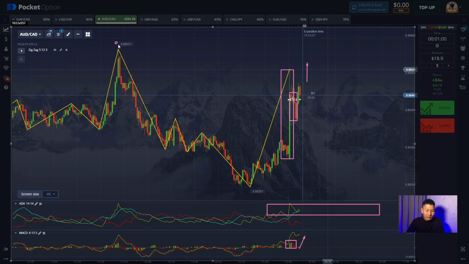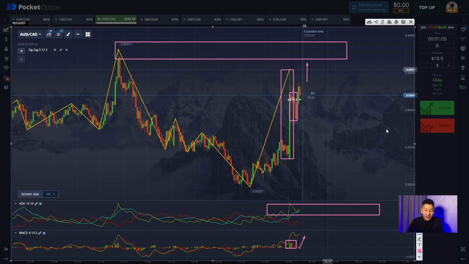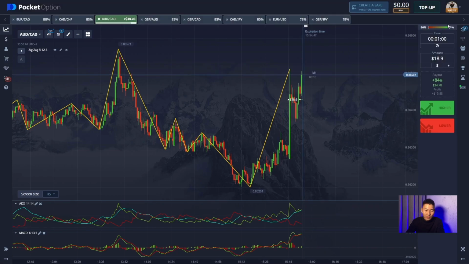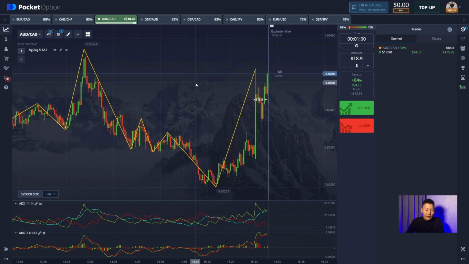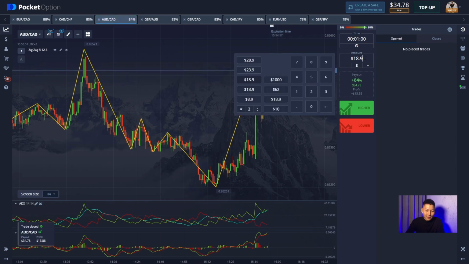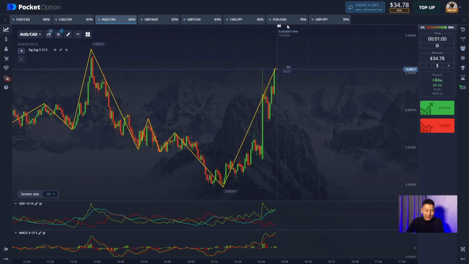We should also point out the resistance zone here. The price is trying to reach it now. Meanwhile, there is a nice breakout, exactly as I predicted, guys. Really easy trade entry. And we are in profits here, guys. Let's update the trade amount and continue our trading session.